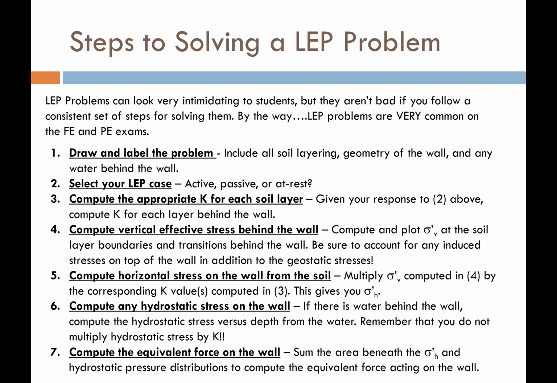So I have boiled it down to 7 dummy-proof steps that if you just walk through these 7 steps that I've listed right here, you can solve any lateral earth pressure problem. A simple problem or a hard problem. And a hard problem might be one where, say, you have an induced stress on top of the wall, and you might have water behind the wall that the wall needs to support as well as the soil. You also might have multiple soil layers behind the wall. All of those little scenarios make the problem more complex, but it doesn't change these 7 steps. If you can follow these 7 steps, you're going to be in good shape.